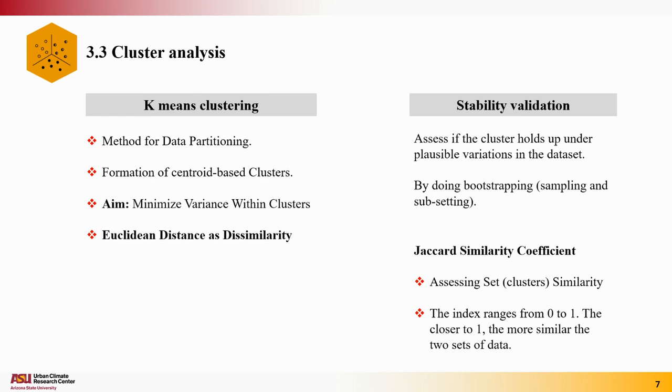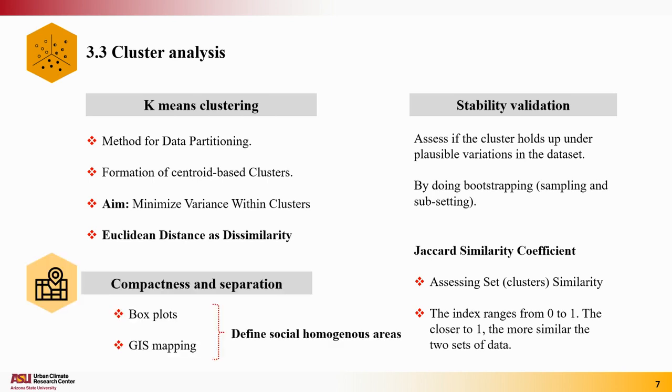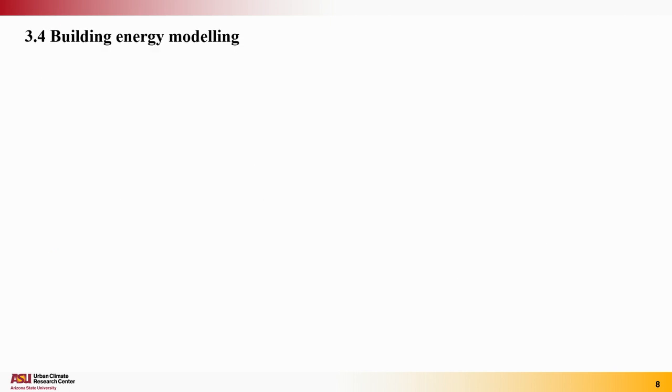We measure that similarity by using the Jaccard coefficient, which gives us an index that goes from 0 to 1, and the closer to 1, the more similar the two clusters are. We also perform a visual inspection to test compactness and separation by using box plots and GIS mapping, and this also helps us to identify the socially homogeneous areas.